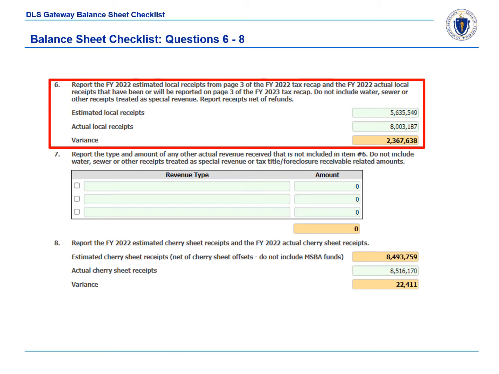A positive variance means that your actual local receipts were greater than your estimated local receipts, and this results in a positive impact on your free cash figure.